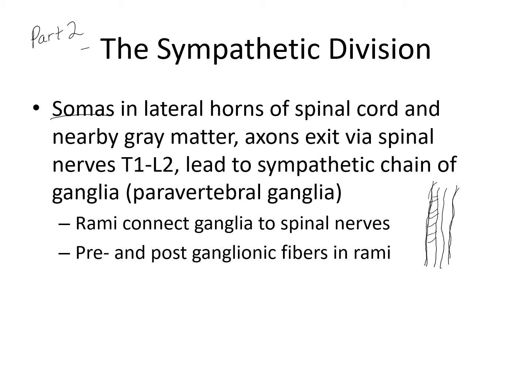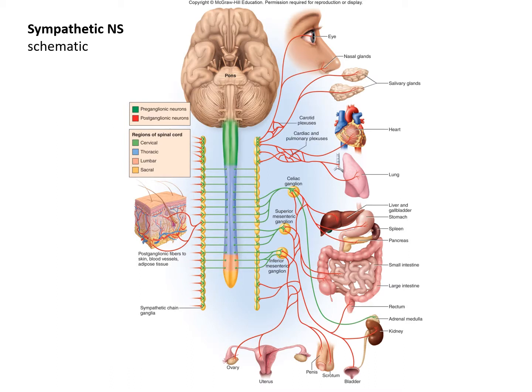And we have structures known as rami that are going to connect ganglia to spinal nerves. And we're going to see the pre- and post-ganglionic fibers within those rami. And basically the rami are just pathways through which these fibers are going to diverge in their route to their target organs. So our sympathetic nervous system, again, we see a schematic here. Thoracolumbar. So this is the thoracic region of the spinal cord here in blue, and your lumbar here in this pink color. So all of these fibers are going to be emerging in this one central region.